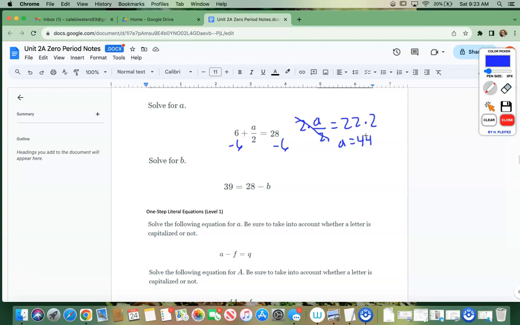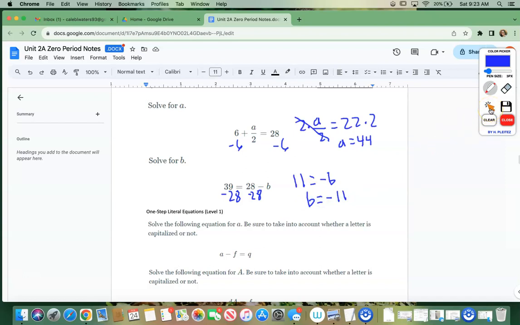Then after that, we had this last one. Again, move your constant first. So I'm going to subtract 28. And that gives me 11 on this side equals negative b. And remember to do whichever you're more comfortable with. Divide by negative 1 or multiply by negative 1. That'll make it b equals negative 11.